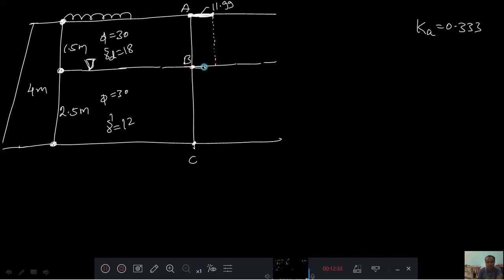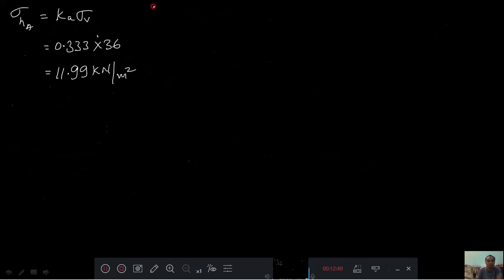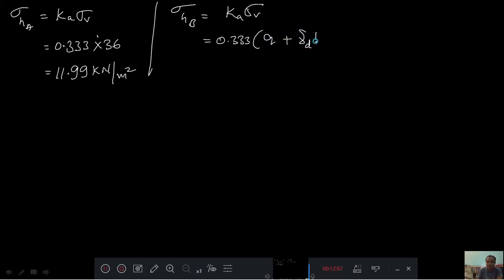Now I want the value at point B. At point B, what do I have to do? Look at it: sigma H at point B is equal to Ka into sigma V, the vertical stress. Ka is 0.33, and the load at that point is because of the surcharge and the dry soil, that is gamma D for a distance H1.